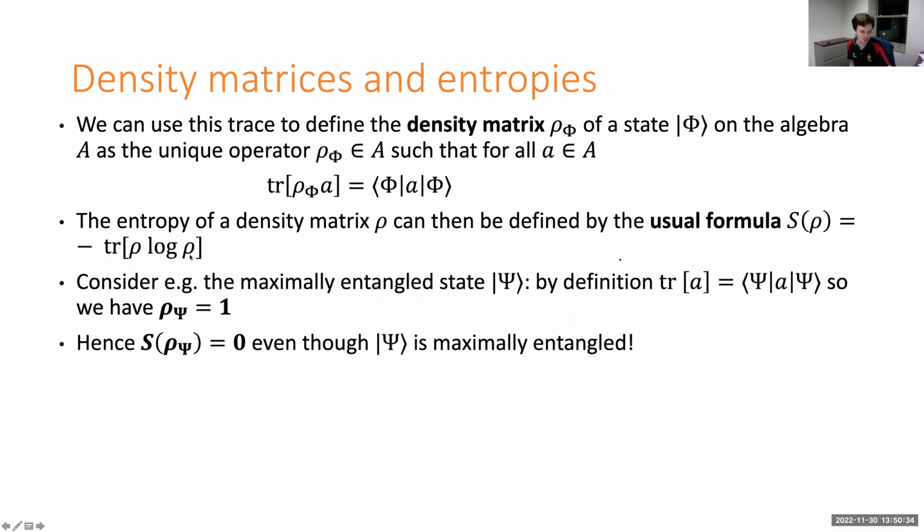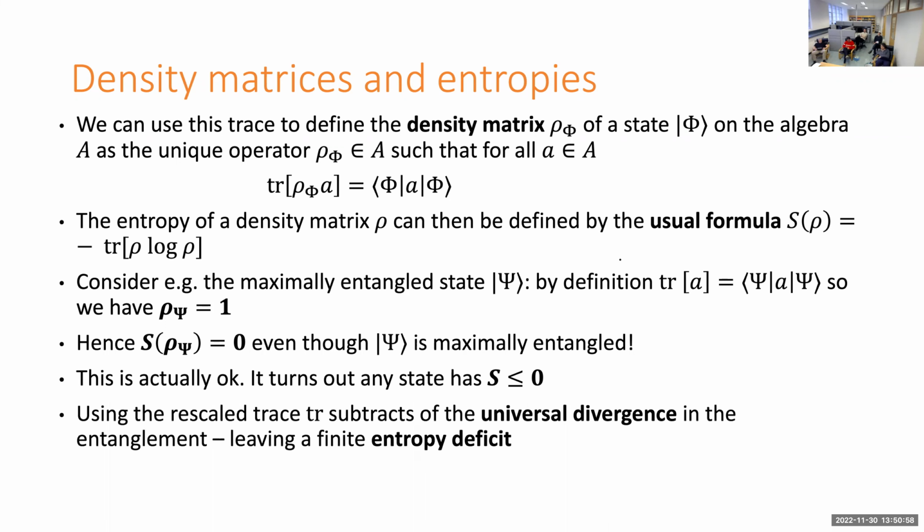So then we can compute the entropy of this thing. It's minus trace of rho log rho. Log rho is 0 in this case, so the entropy is just 0. So the maximally entangled state has 0 entropy. If you're not familiar with this, it seems kind of confusing, but it's completely okay. Maximally entangled just means it has the largest possible entropy. It turns out that any state has entropy less than or equal to 0, with respect to this trace defined in this way.